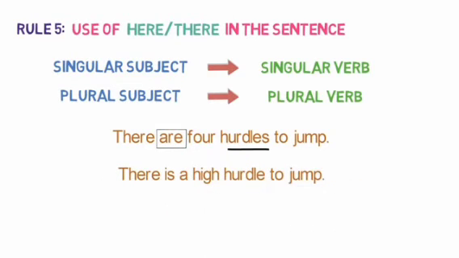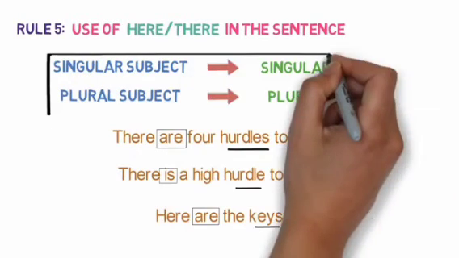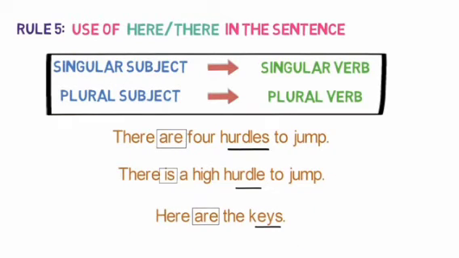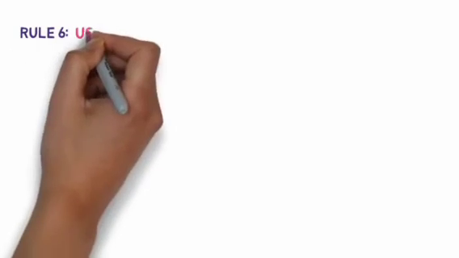Then you have there is a high hurdle to jump. Hurdle is singular, so it will also affect the verb is. Most times, take time to observe the noun that comes after the there before you determine your verb. Here are the keys. The keys will affect the verb are in that sentence. Okay? So remember that a singular subject takes a singular verb and a plural subject takes a plural verb.